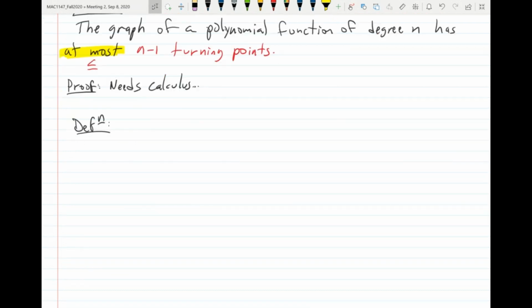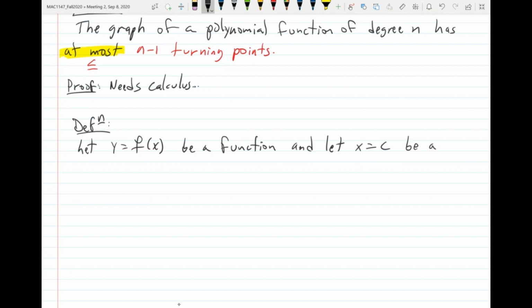So definition: what's a zero? A zero is just what we call the root of a function. It's a value of x that makes a function equal to zero. So suppose that we have a function. Let y equal f of x, and this is true for any function, not just for polynomials. Let x equals c be a real number on the domain of f, of course, since it has to be something I'm plugging into the function.